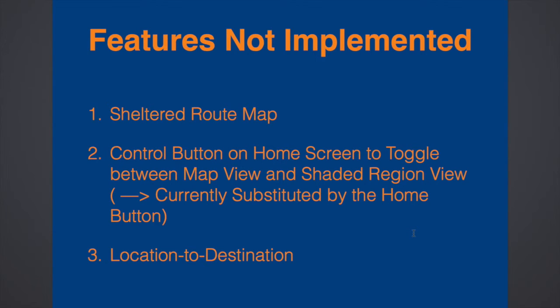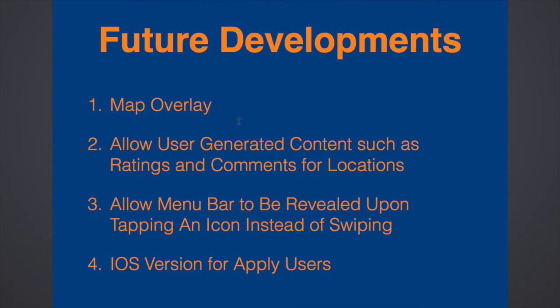So also, in addition to these three planned features, we will also be looking at more possible developments, such as having a map overlay to show more detailed land features of the NUS campus on the home screen map. Also, as mentioned earlier, we are looking at allowing user-generated content so that users who have logged in can give ratings and comments for various places of interest, such as canteens and libraries.